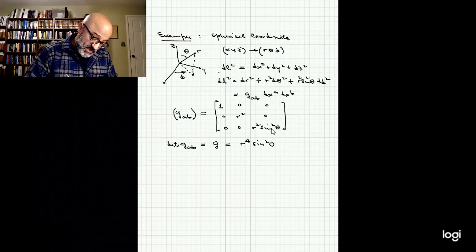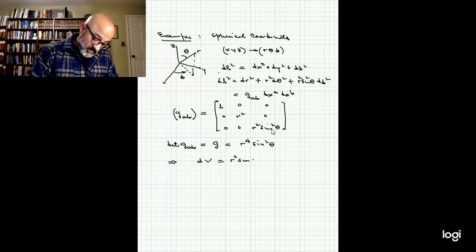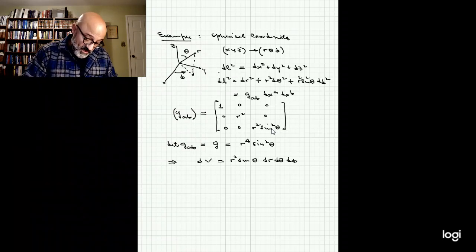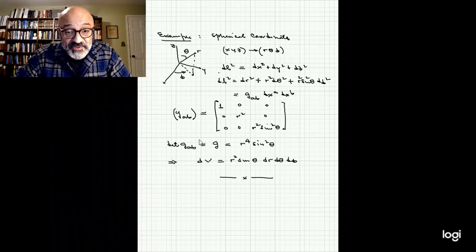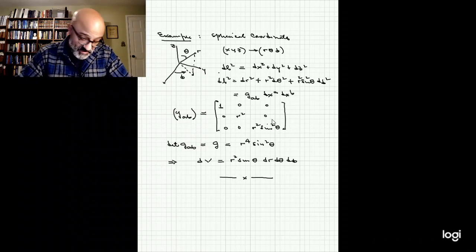So that's what G is. And this tells you that the volume element, which is the square root of g multiplied by dr d theta d phi. So that tells you something about how to compute these volume elements in clever ways in arbitrary systems of coordinates. Just figure out what the metric tensor is and you're done.